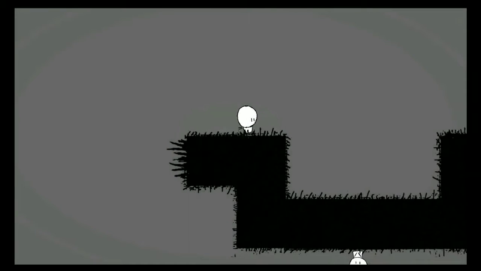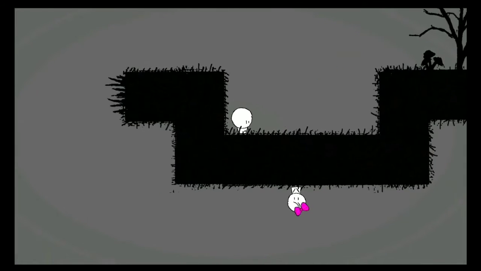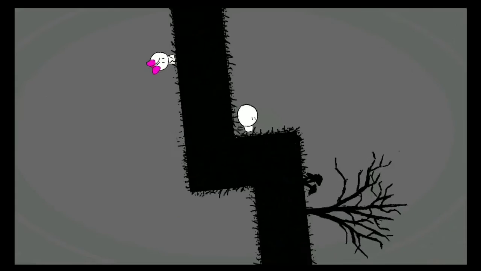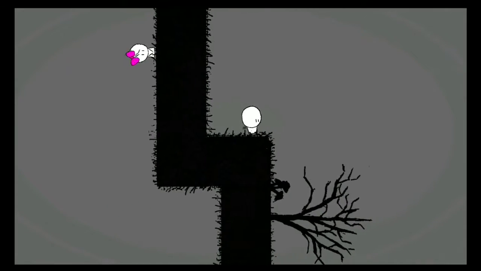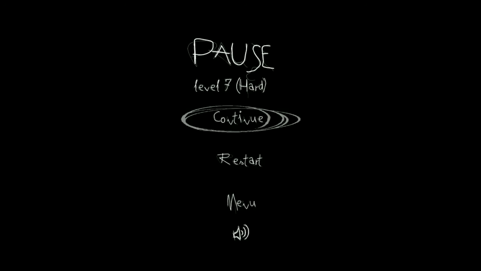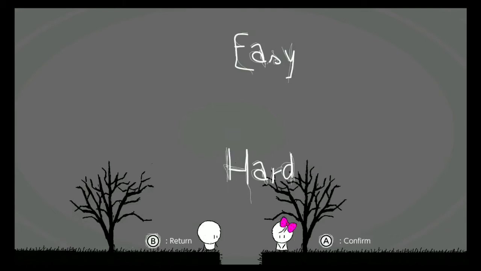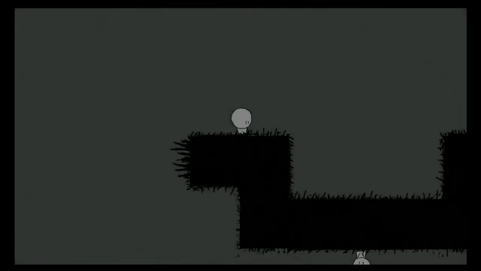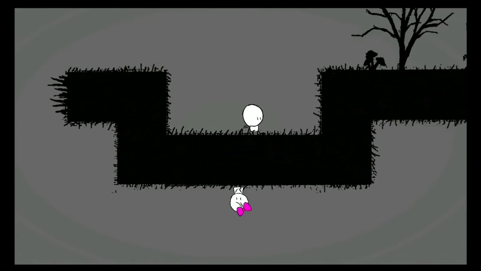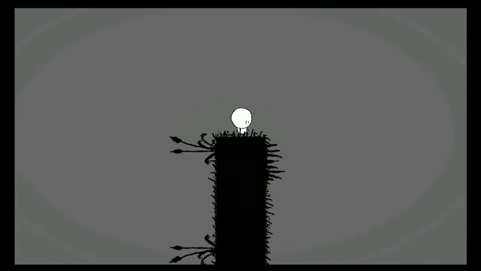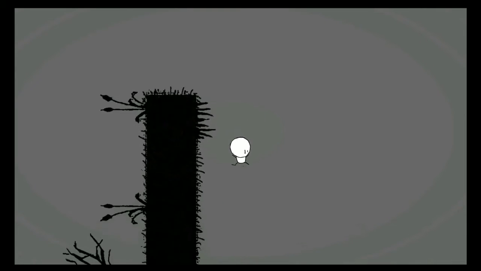Three minutes into the game, I can't get past the fourth puzzle? This isn't even fair. Because you can't... what am I missing? You know what, I'm going to go ahead and just do easy and see if it gets any easier. Probably won't. Nope, still the same thing.